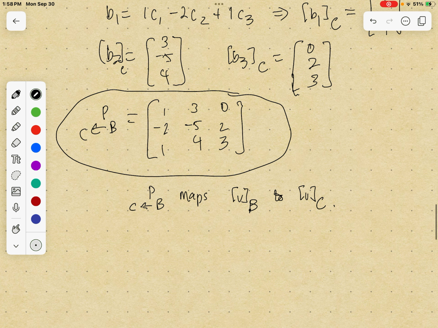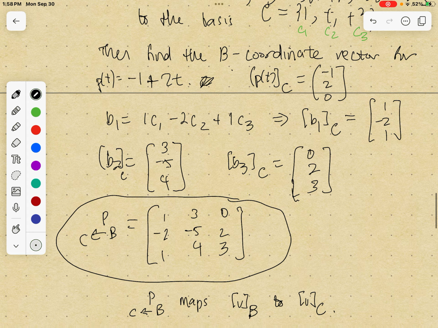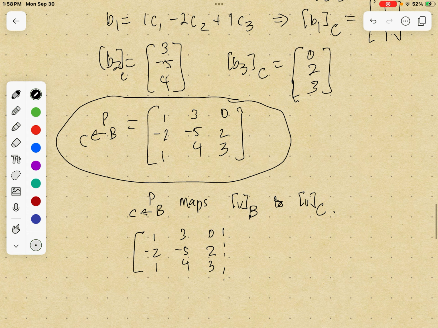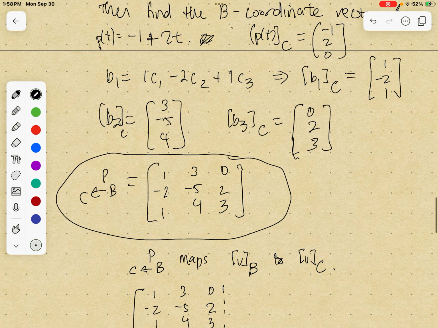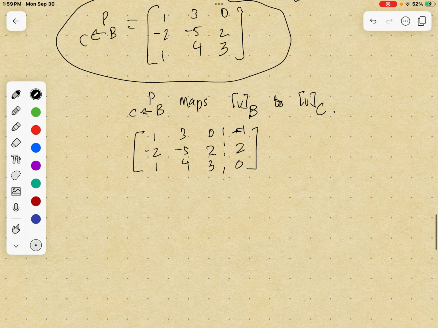Well, we can just do the elimination. We want to figure out what vector gets sent by this matrix to the vector negative 1, 2, 0. So to do that, we can just use Gaussian elimination. Let's see, negative 1, 2, 0. And figure out what the input has to be. So let's do that.